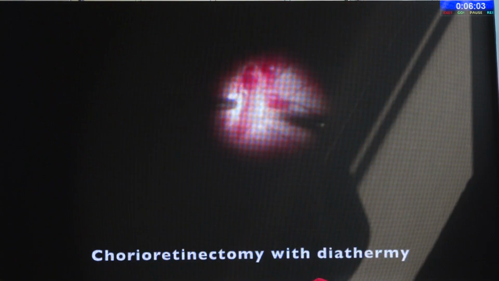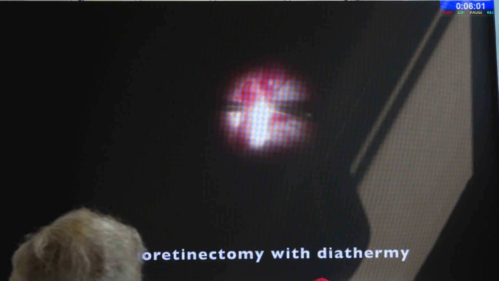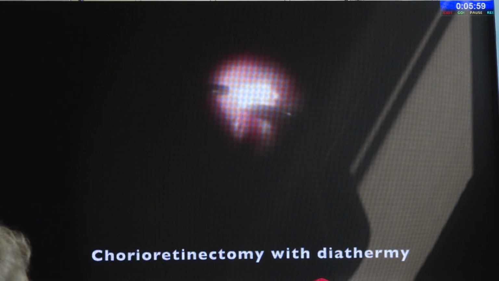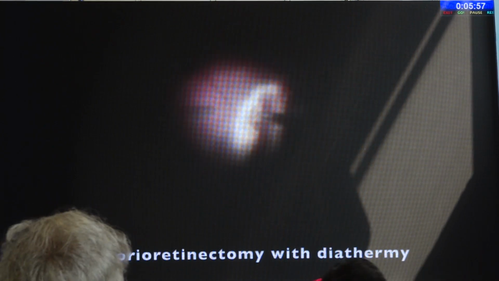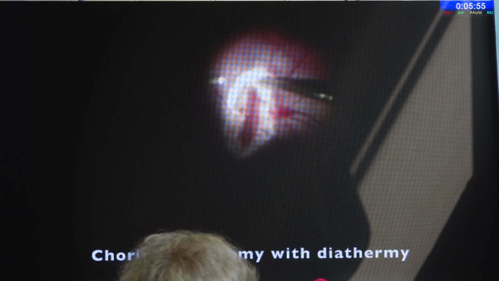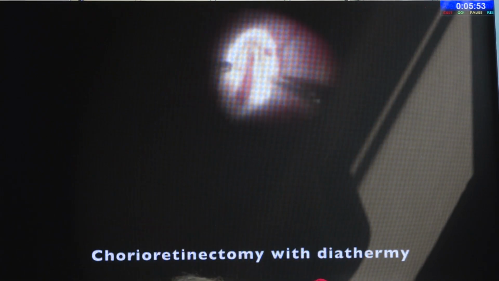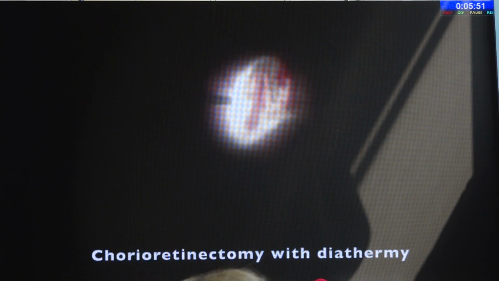So now once it is freed, we complete the anterior vitrectomy, and then come to the incarceration site. It is traversing through the inferotemporal arcade and causing some edema of the macular area. So now we are using diathermy at 16 power, to highlight this area where we have to cauterize further and create a chorioretinectomy.